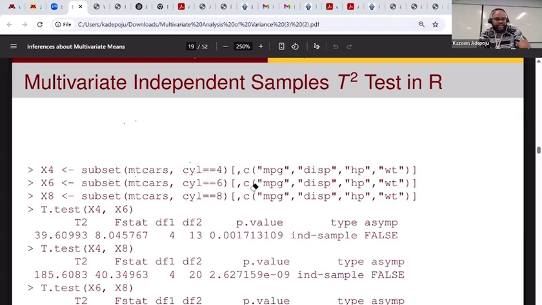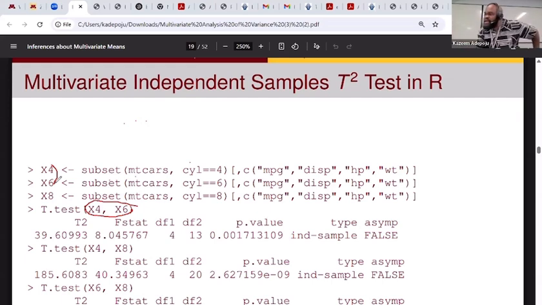For instance, if I want to compare X4 and X6, don't forget, we are dealing with two groups at a time. What makes it two groups is cylinder. This group has cylinder 4, and this group has cylinder 6. But each of these groups has the same number of variables. They have the MPG, the DISP, the HP, the WT.